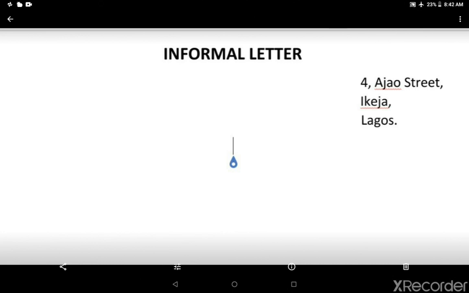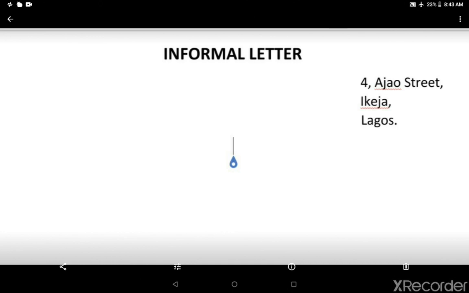Look at the address here now. You are allowed to use any address. Of course, some teachers advise their students to use the school address. For instance, I teach in Government Day Secondary School, Karu. You can have something like Government Day Secondary School, Karu. You have your comma, Government Day Secondary School rather, comma, Karu below it, comma, then Abuja, full stop.